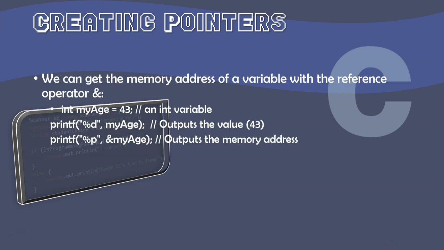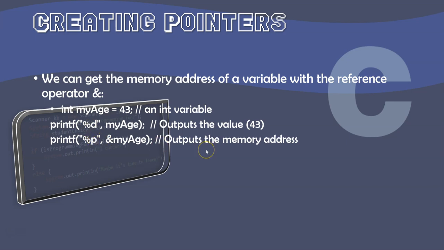We can get the memory address of a variable with the reference operator. And we've seen this already before. So for example, if I have an int called myAge, and I set it to 43, and then I want to print out those values, we can do that. And we've seen this ampersand before when we are trying to reference a variable. Now, if I use %p here, one of the things that's different, because we've seen %d, which gives us the variable value, but if I say %p, what does it give us?